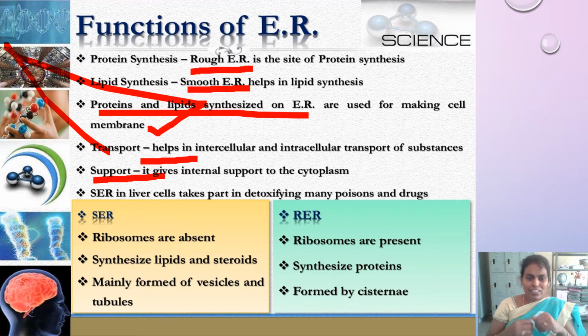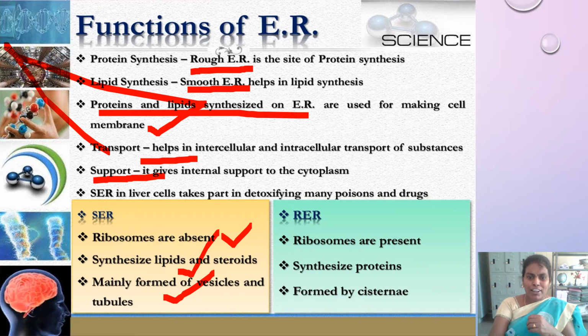Let us see briefly the differences between smooth endoplasmic reticulum and rough endoplasmic reticulum, and what their functions are. In smooth endoplasmic reticulum, ribosomes are absent, and it is involved in the synthesis of lipids and steroid hormones also. Mainly, it is formed of vesicles and tubules. Vesicles are nothing but bag-like structures, and tubules.